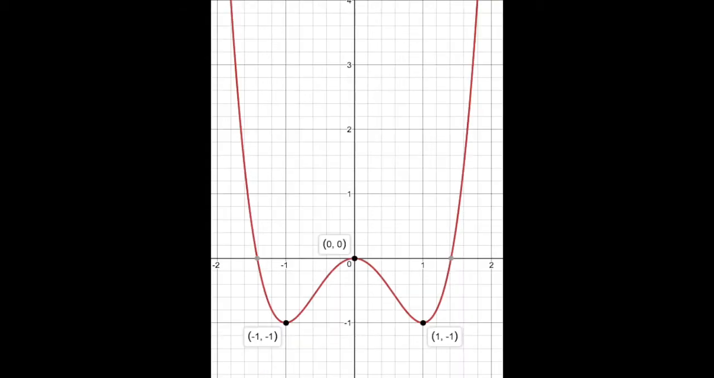Now for our final question, 14d. Confirm your estimates by using the maximum and minimum operations on the graphing calculator. Now, as you can see in the graph above, after using the graphing calculator, my estimates were correct. The maximum at 0 and the minimum at -1 and 1.